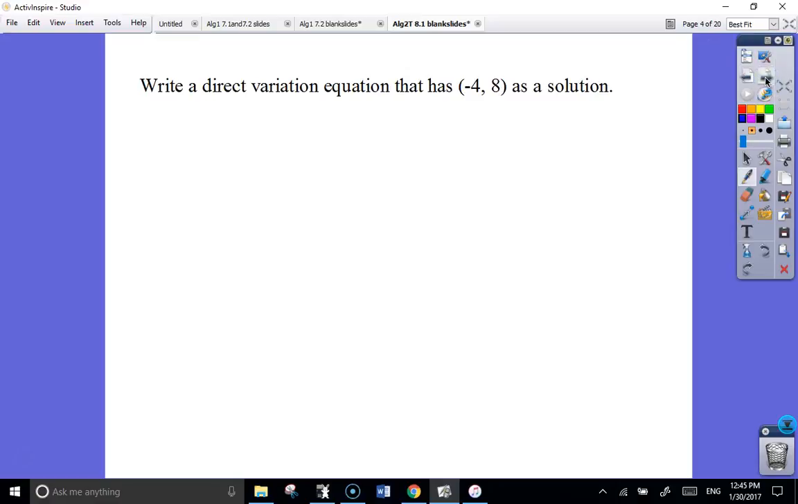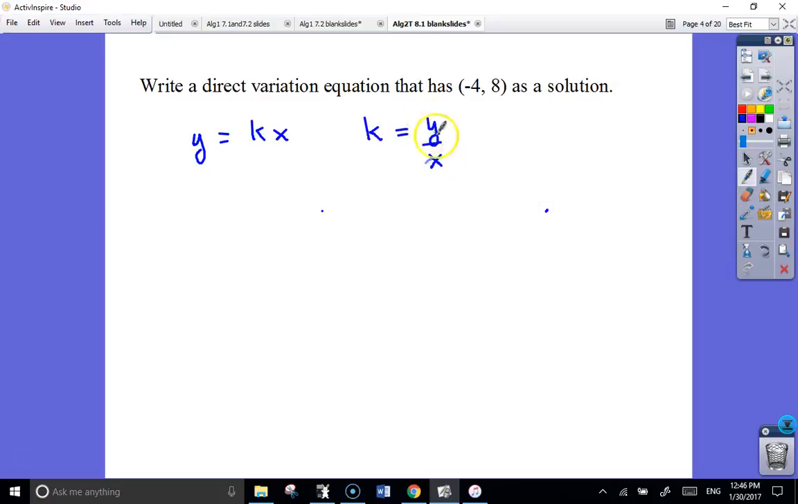So write a direct variation that has -4, 8 as a solution. Okay, well here's the thing to keep in mind. If y equals kx, what does k equal? Solve for k. Y divided by x, right?